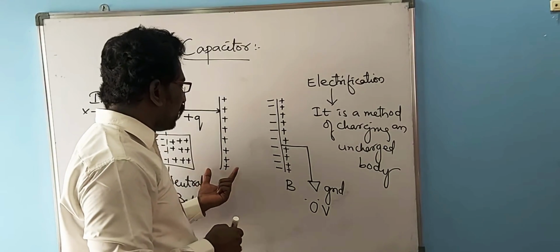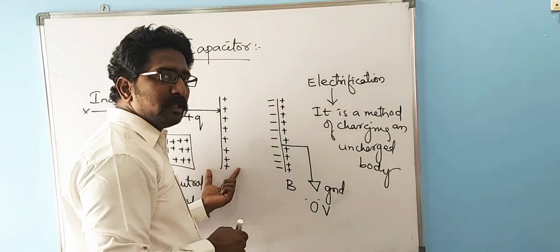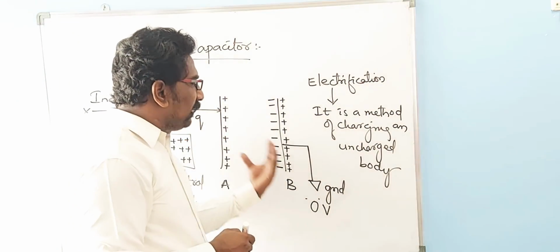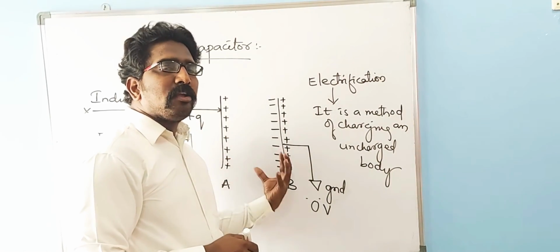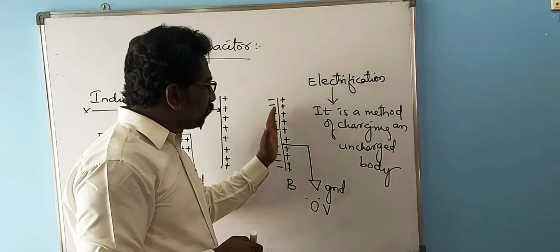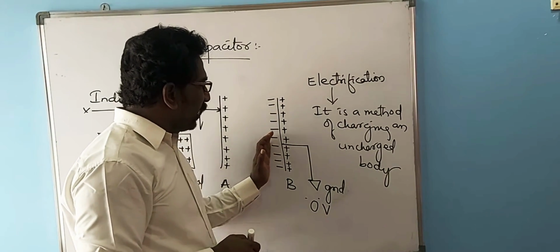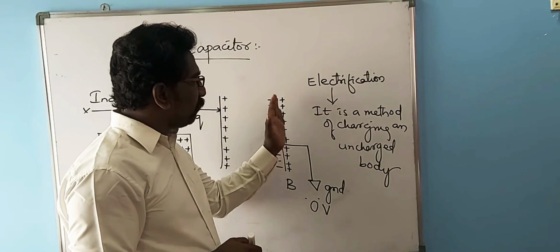Whenever we charge plate A with a positively charged body, the other plate, which was neutral earlier, will get accumulated with negative charges on the inner surface of plate B, and the outer surface of plate B will get accumulated with positive charges.